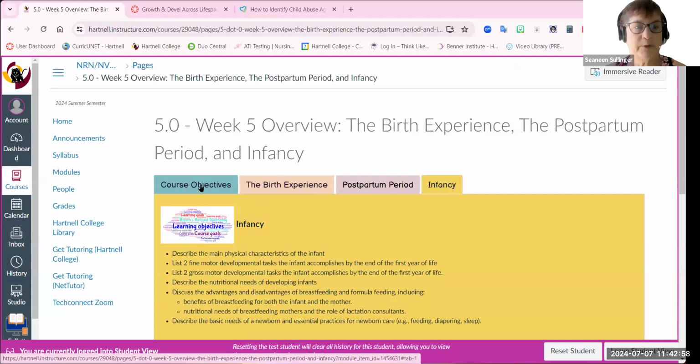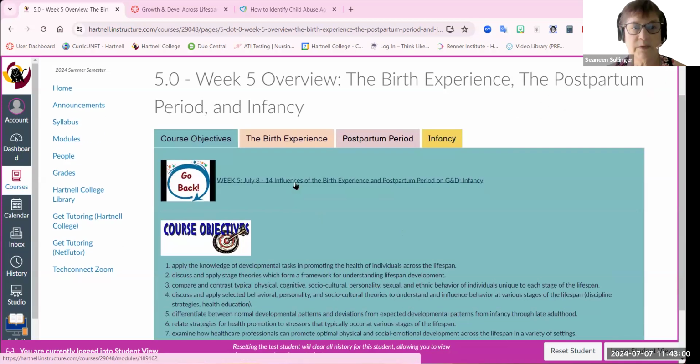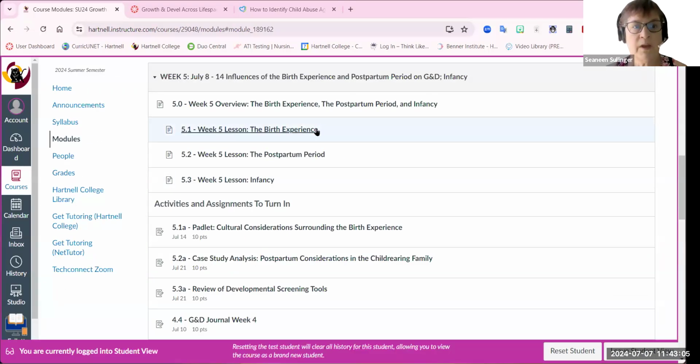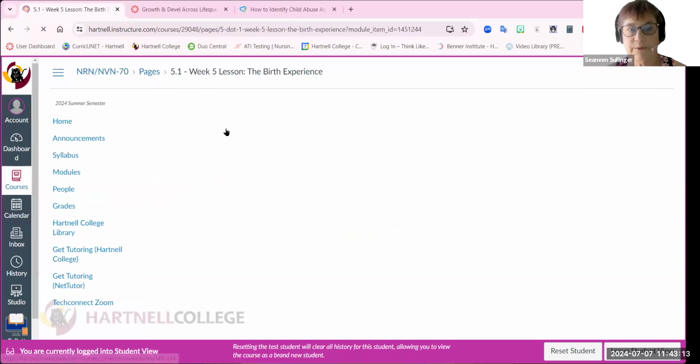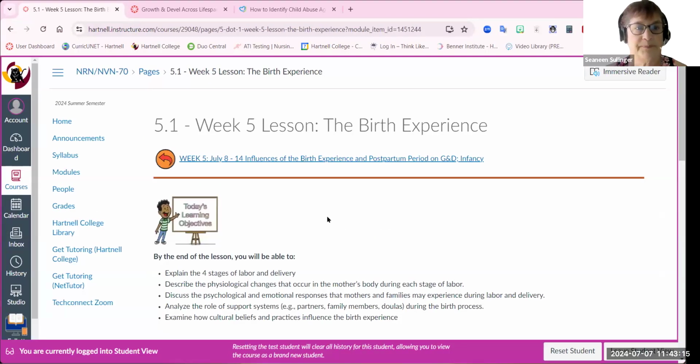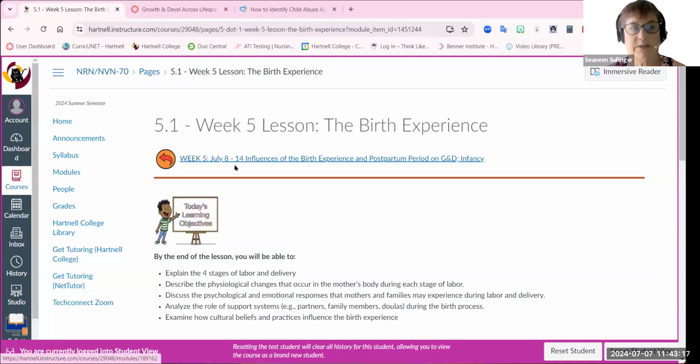So then if we go back to the course objectives, we can go back to the module. And then you'll see each lesson, right? And they are numbered, the 5.1. If we go to the birth experience, for example, there we go. It will take you back to the module.